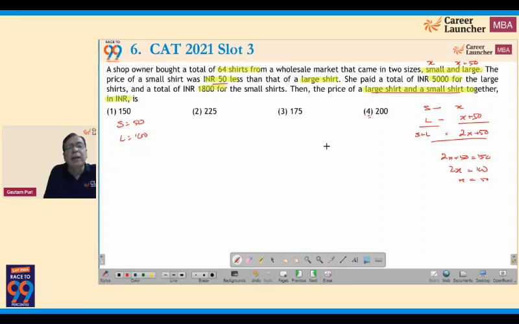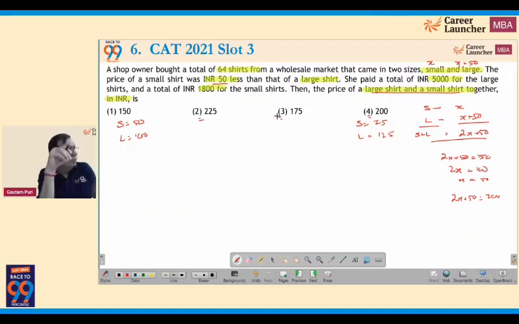Same thing if I look at this particular choice. 2x plus 50 is equal to 200. That means x is equal to 75. So the small shirt in this case will be 75 and the large shirt in this case will be 125. Now, can you tell me why I have not bothered about these two?